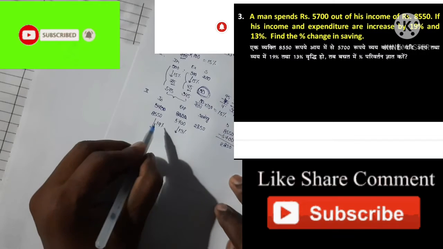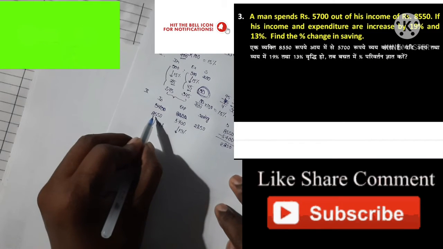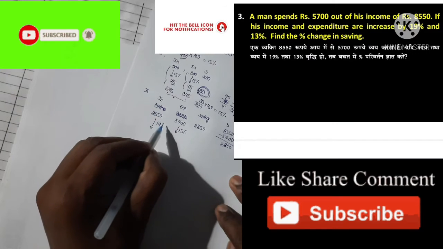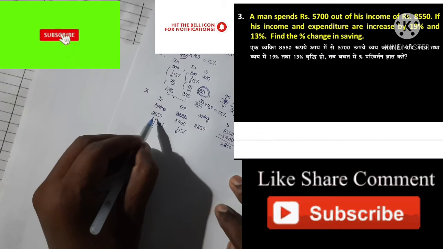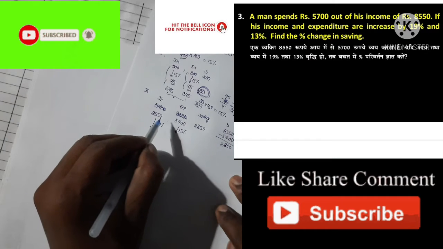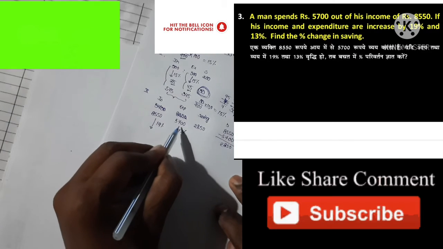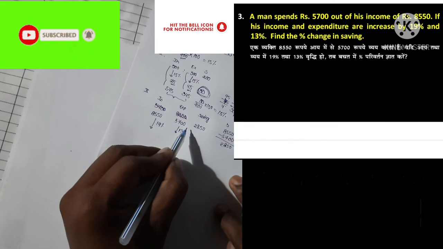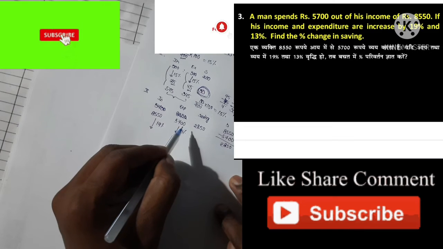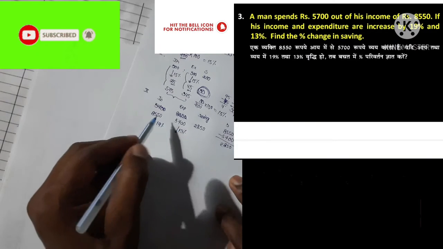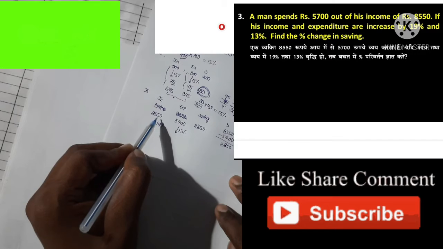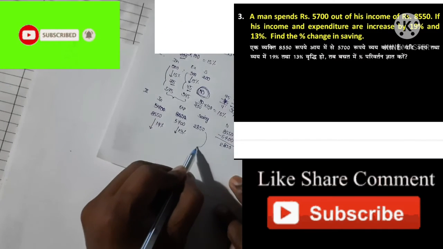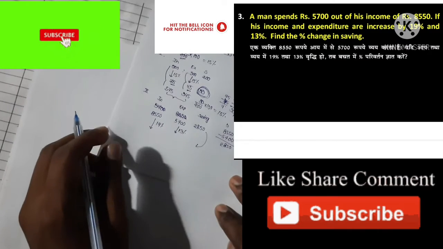Okay, so to calculate 19% of 8,550 is very difficult. And then 13% of 5,700, and subtract the result values and calculate the percentage.